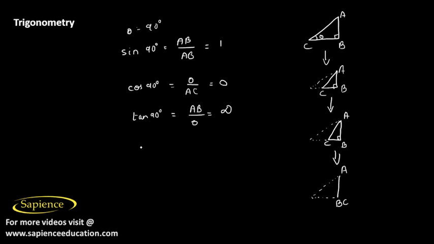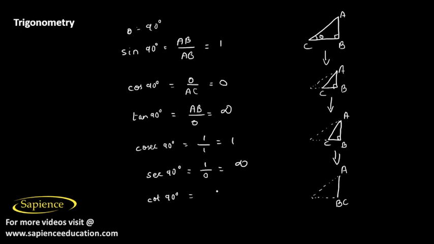So now we can try to find the value of cosecant 90, which is the inverse of sine 90. So 1 by 1 is equal to 1. Secant of 90 is the inverse of cos 90. So 1 by 0, which is equal to undefined. And finally, cot of 90 is the inverse of tan 90. So 1 by infinity will be 0.